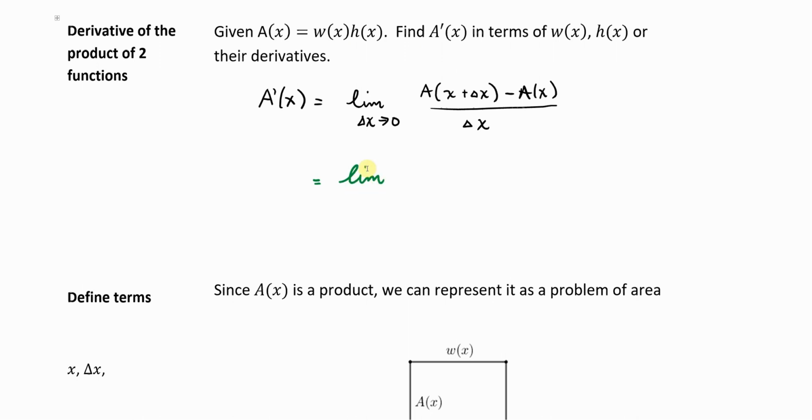This is really equal to the limit as delta x approaches 0. And instead of using a here, I'm going to rewrite it in terms of w and h. So this is w of x plus delta x times h of x plus delta x. In other words, whatever we plugged in for a, we do the same thing for w and h, and then multiply them together, minus a of x, which is just w of x, h of x, all of this over delta x.